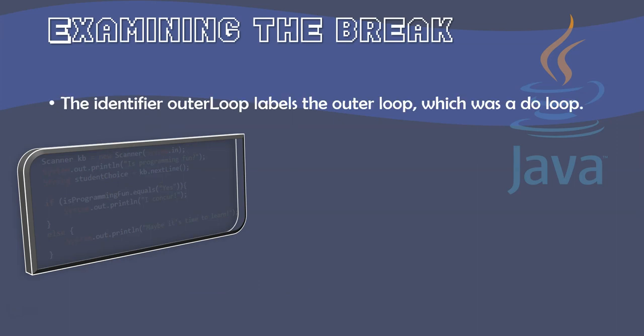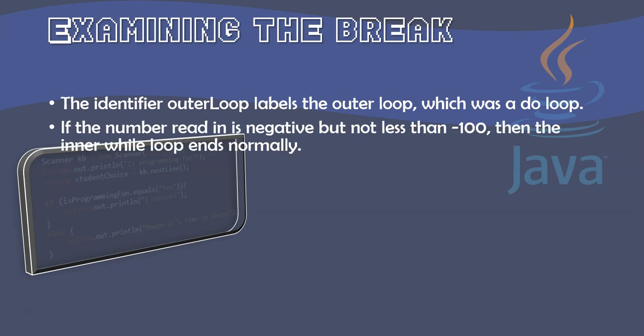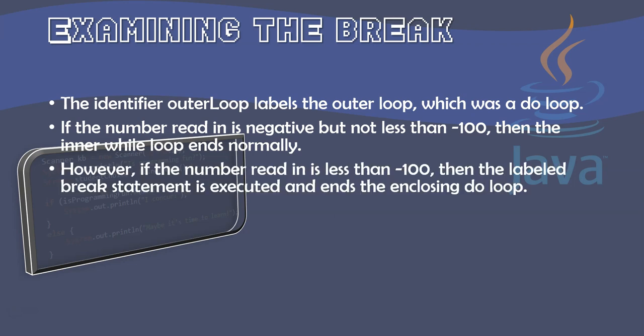Now, if we look at that break statement here, the identifier outer loop identifies the outer loop, which was a do while loop. If the number in that example was negative but not less than negative 100, then the inner while loop is just going to end normally. However, if the number read in is less than negative 100, then the labeled break statement is executed and it ends the enclosing do loop.